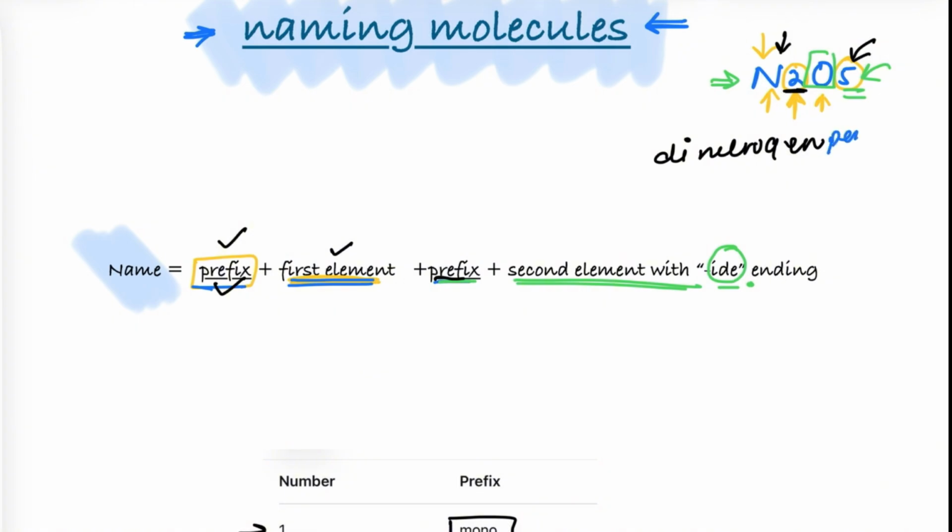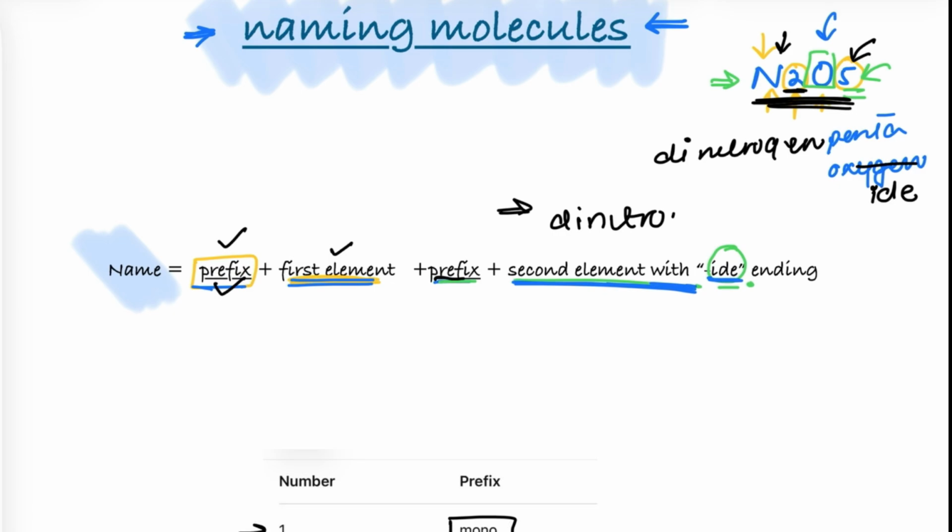Dinitrogen, penta, and what is the name of the second element? Oxygen, right? But we said that the second element always ends with IDE. So we need to replace the ending with the suffix IDE every time. So what's gonna be the final name now? The final name of this compound is dinitrogen pentoxide. So did you see how easily we named that super hard looking molecule? It appears to be hard, but it's not actually.